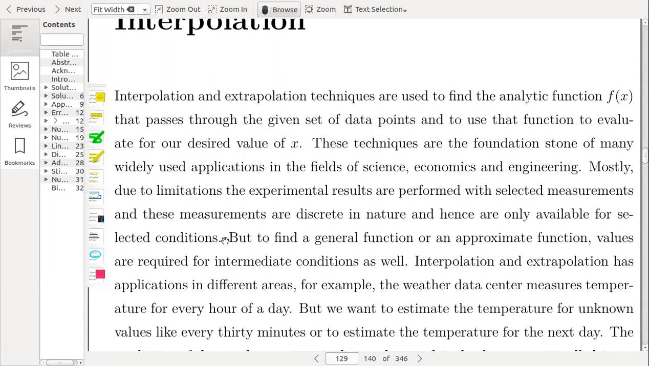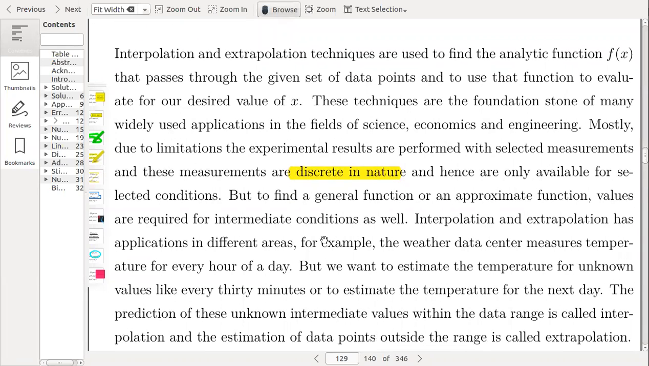Due to the fact that these measurements are discrete in nature, discrete means there are gaps. It depends on the integer nature, because after 1 there is 2, and in between 1 and 2 there are many points. So that is why we say discrete nature, because of gaps between the integer-like nature.